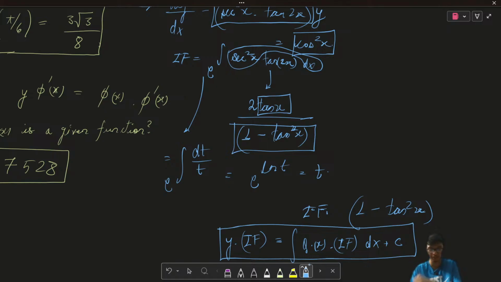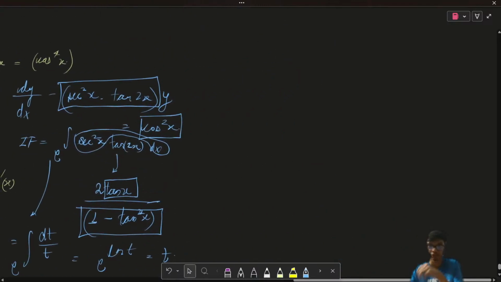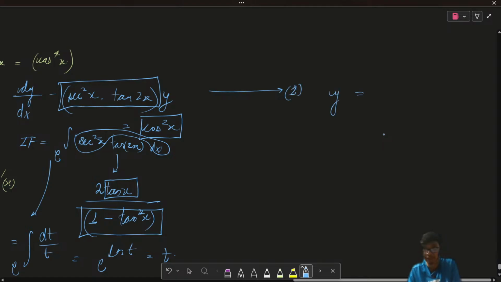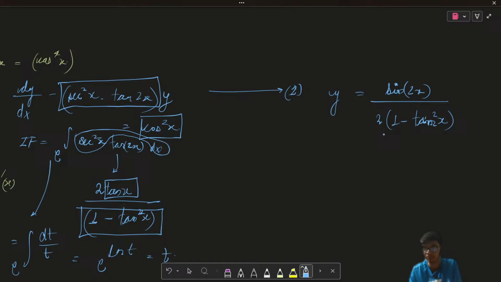So if you try to solve this problem using this, the final solution that you will obtain, I'm writing it now. For the first problem, the final solution or the final curve will be y is equal to sine 2x upon 2 times 1 minus tan square x. So this is going to be the particular solution or the equation of the curve, right? I hope this is clear to all of you. Are you all able to get this solution?